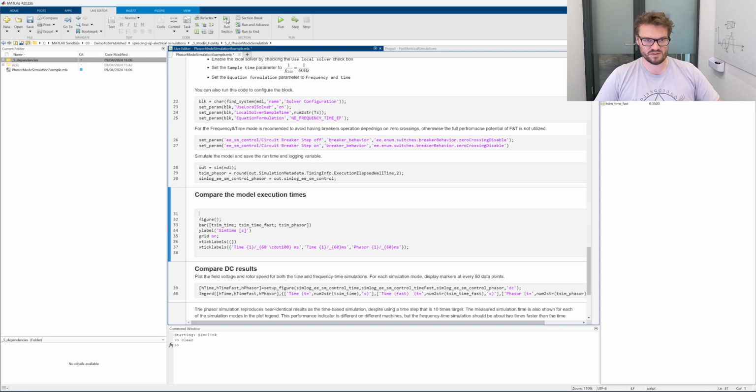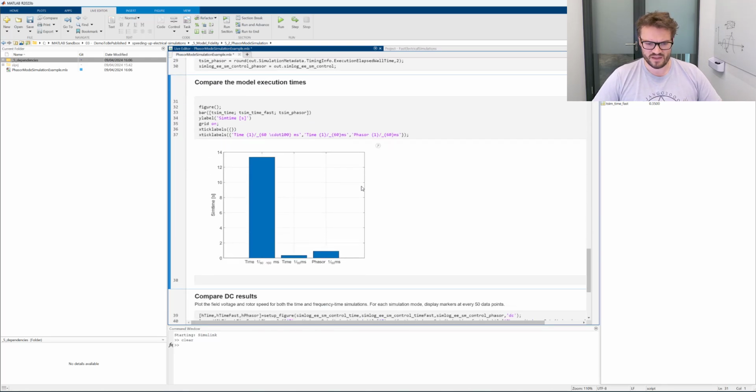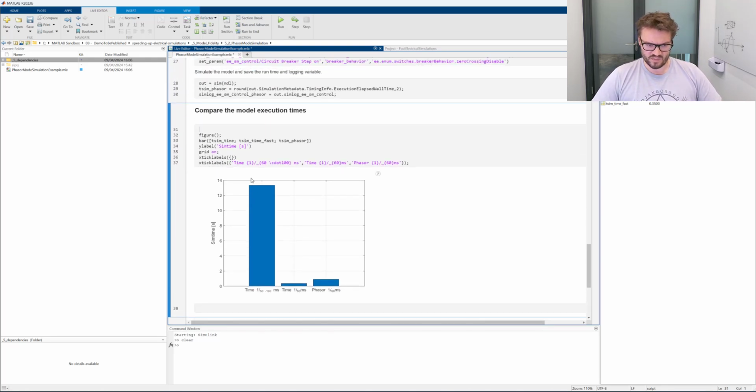First, the execution time of the three simulations, where you can see clearly our base scenario with the high resolution EMT takes by far the most time compared to the only one sample per period EMT or the Phasor simulation. You also notice that using the same sampling time, the Phasor mode has a computational extra cost compared to EMT.